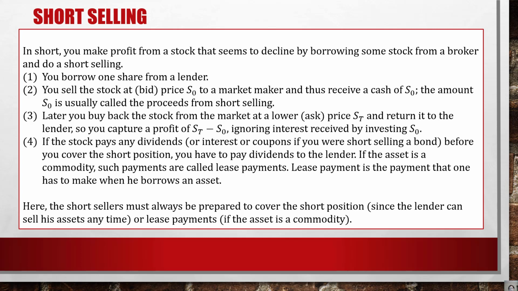Later on, you buy back the stock from the market at a lower price ST and return it to the lender so you can capture a profit of S0 subtract ST, ignoring the interest received by investing S0. If the stock pays any dividends or interest or coupons, if you were short selling a bond, before you cover the short position, you have to pay dividends to the lender. If the asset is a commodity, such payments are called lease payments.